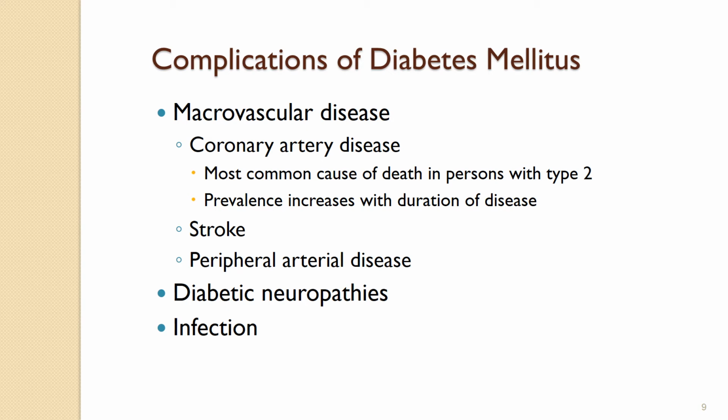Macrovascular disease and endothelial damage result in coronary artery disease, and even though it's not the highest morbidity, certainly it's the highest mortality cause for patients with diabetes type 2. The longer patients have diabetes type 2, the more chances of dying of cardiac disease there are. Also, patient may have strokes and peripheral artery disease.